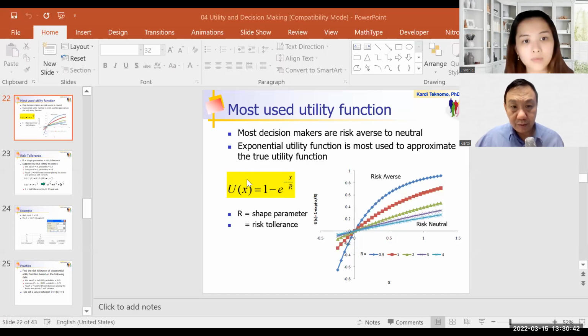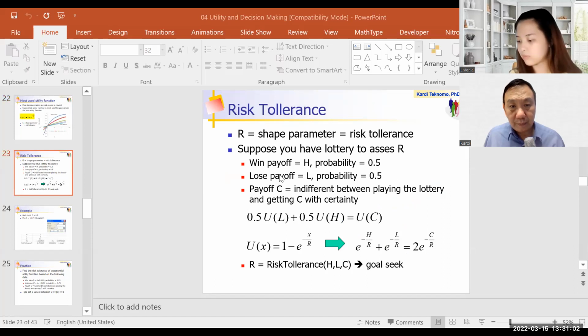Joy, can you follow? You just came back. We are finding the parameter of risk tolerance. We do have this utility function, and this utility function contains the parameter R, the shape parameter or risk tolerance. Now given the data, we want to find out what is R. You need to know the payoff and the probability of the gamble versus certainty.